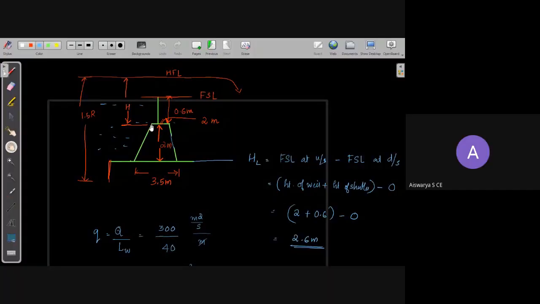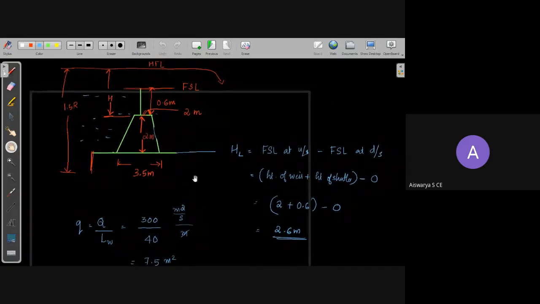You have to mark the high flood level above the full supply level, up to the crest level of weir. This value is not given in the question. We have already seen some equations, so using that we can find it out. Then you have to mark the scouring depth. Total scouring depth is 1.5 R, which you measure from the high flood level. The significance of scouring depth is to provide the depth of the cutoff wall. From this scouring depth, if you subtract the height of the weir and this capital H, you get the total depth up to which we need to provide a cutoff wall.